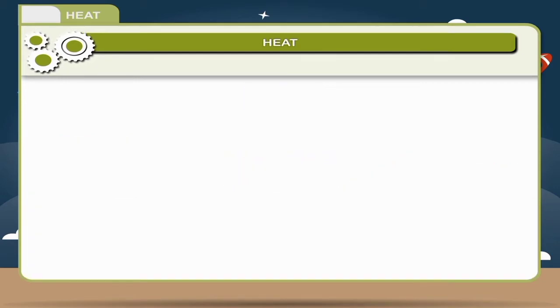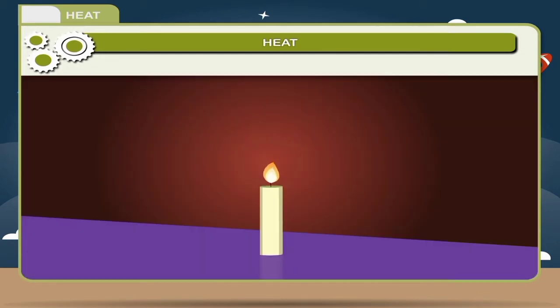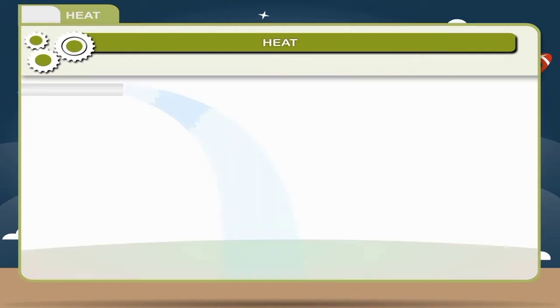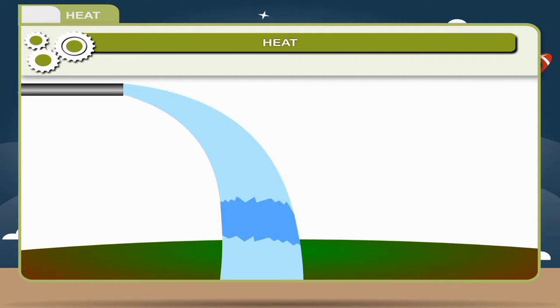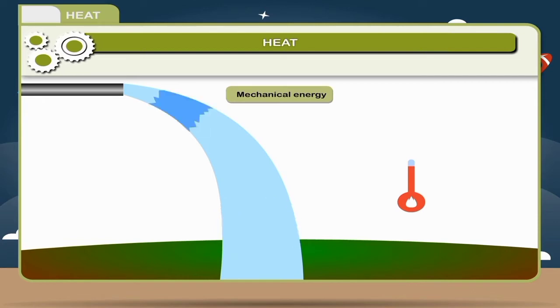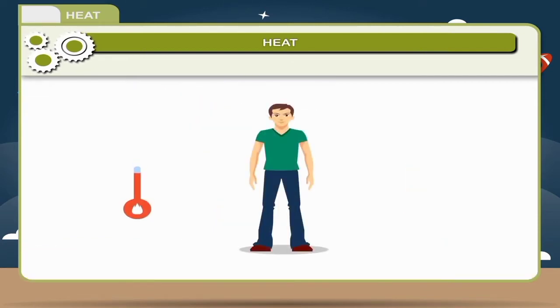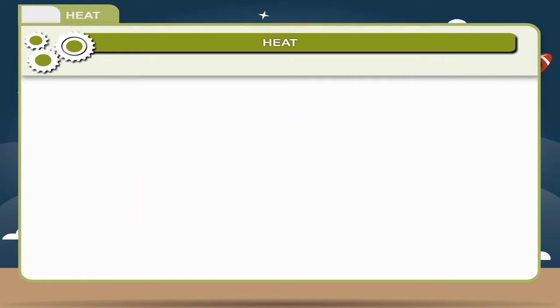Activity. If a candle burns, then chemical energy converts into the heat energy. If water falls on the earth from a great height, its temperature increases and the mechanical energy converts into the heat energy. If a body is heated, its energy increases, and when it is cooled, its energy decreases.